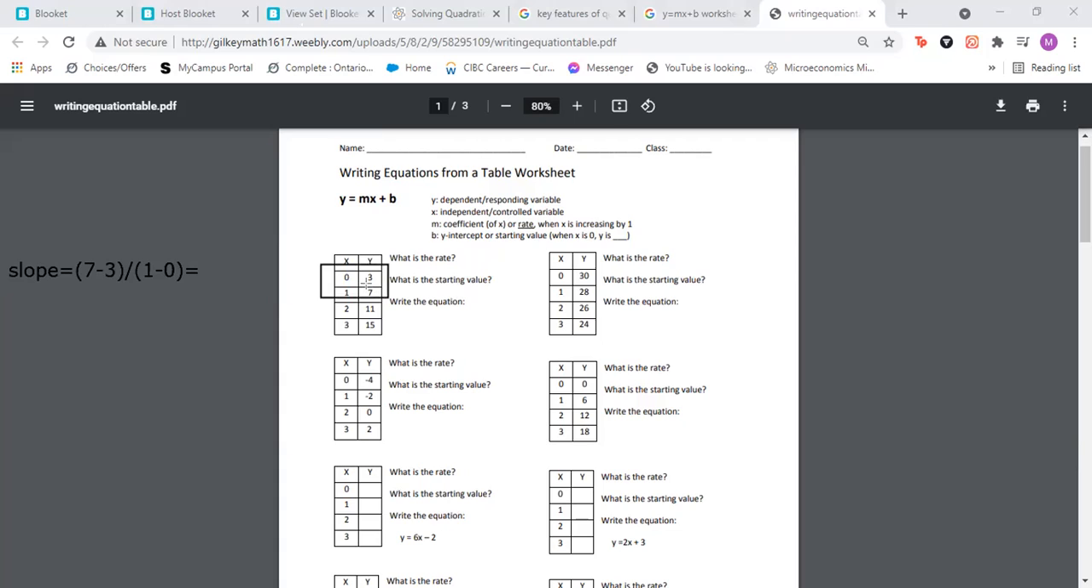Rise over run. Rise is y and run is x. So what's 7 minus 3 divided by 1 minus 0? 4 divided by 1. I think 4. That's great, excellent. And then what's the y-intercept?